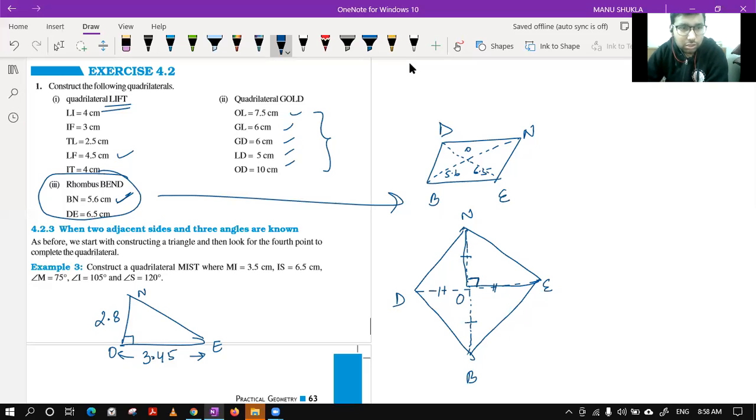2 3 is 6. Oh my god, no, something is wrong. Yes, it is 3.25.